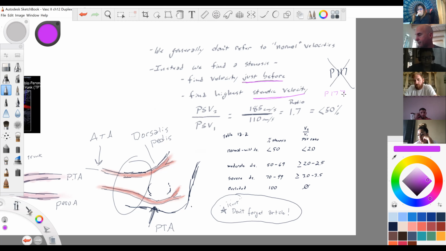I still don't see the name of the ratio. I'll try to get there. In any case, I labeled it as peak systolic velocity 2, meaning the stenosis, and peak systolic velocity 1, meaning prior to that stenosis. And I threw in some fake numbers here just to see what would turn out. And I have a ratio of 1.7.